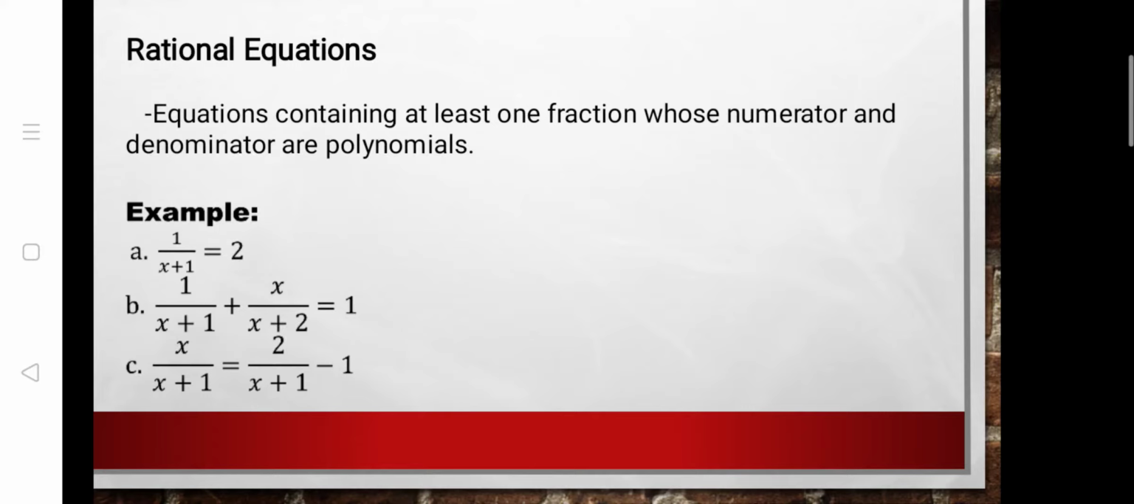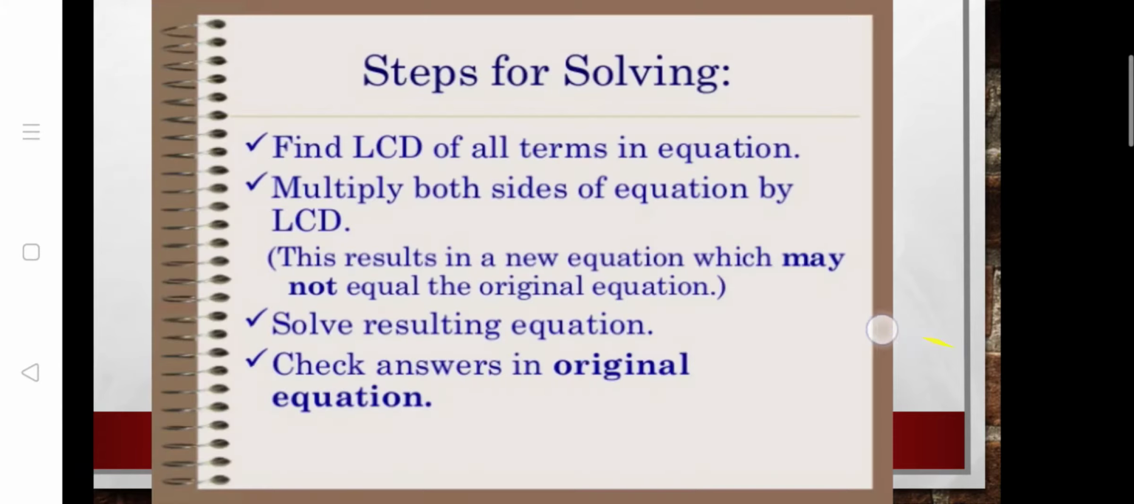So in rational equation, there can be one fraction on the left side or one fraction on the right side or on both sides. Okay. So in rational equation, we are looking for the specific value of x or the solution that will make the given rational equation true. So to make it possible, we have different steps.